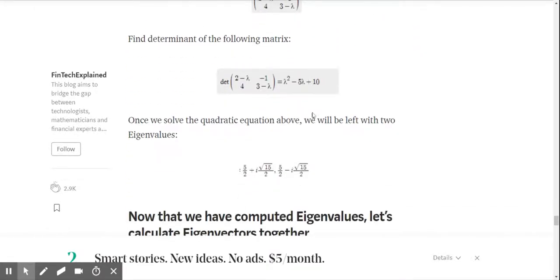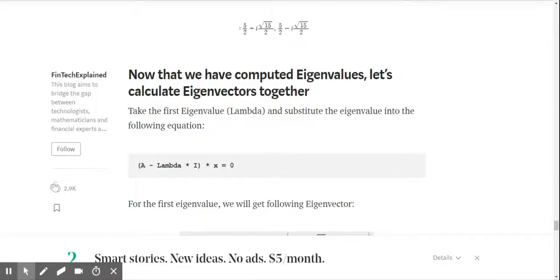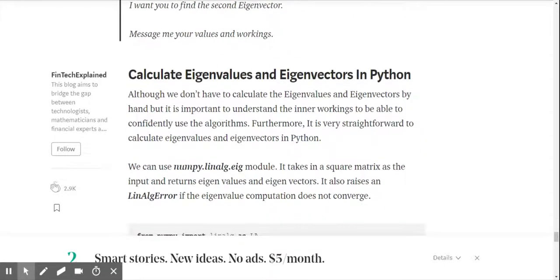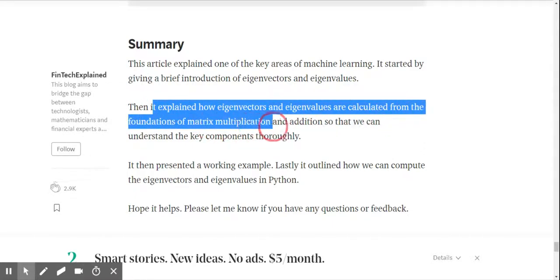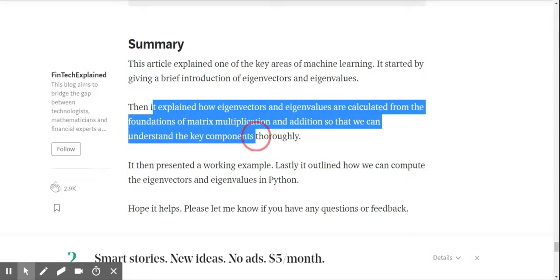Okay, but that's just eigenvectors together, calculate in Python. Summary. This article briefly explains one of the key areas of machine learning. It started by giving a brief introduction to eigenvectors and eigenvalues. That is, explain how eigenvectors and eigenvalues are calculated from the foundations of matrix multiplication. In addition, that we can understand the key components thoroughly.